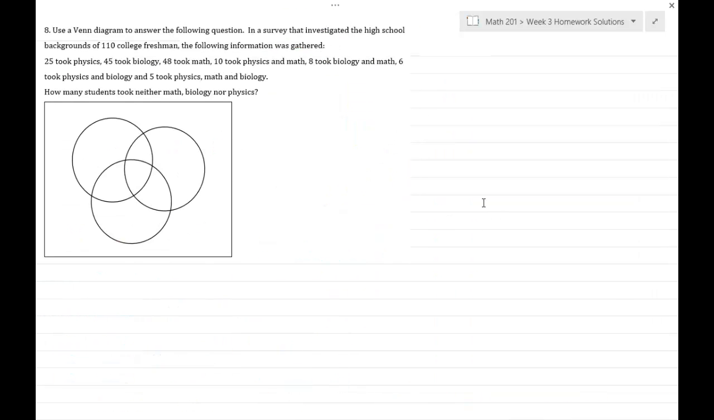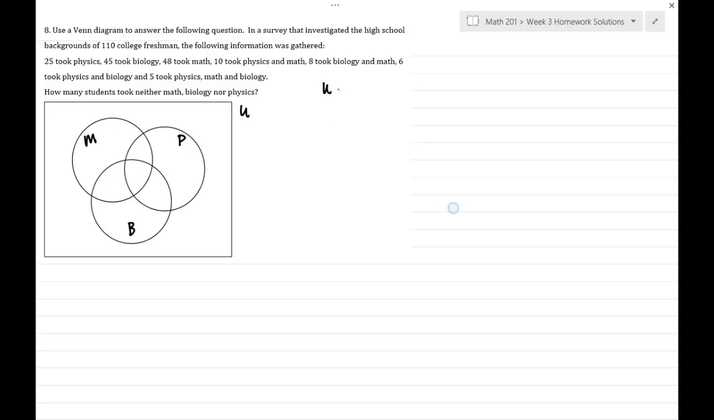All right, kind of a similar question here, but now we've got 3 sets that we're dealing with. So instead of just math and physics, and instead of just 30 students, now we've got 110 students, and we're looking at physics, math, and biology. So let's just go ahead and label our sets in our Venn diagram to better understand what's going on here. So we've got our universal set, which contains all college freshmen. We've got math, we've got physics, and biology.